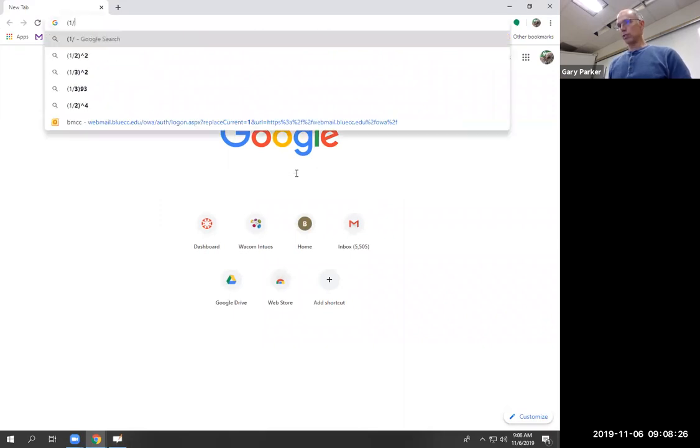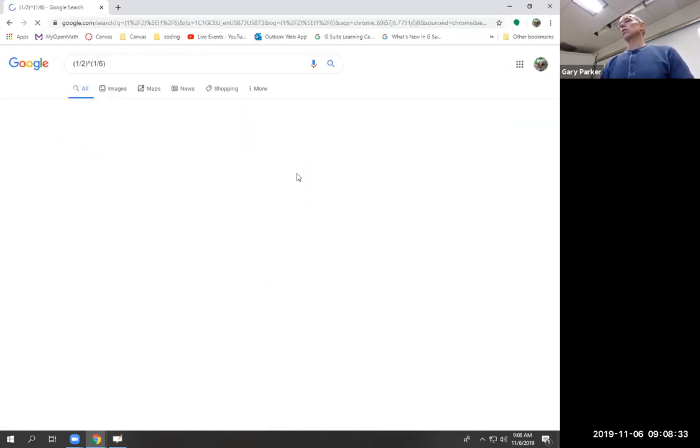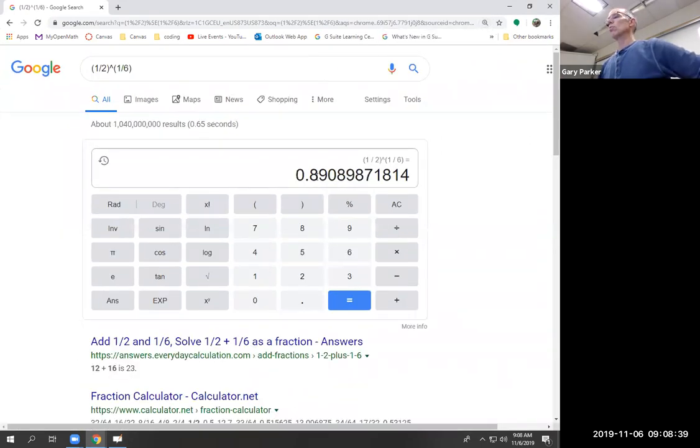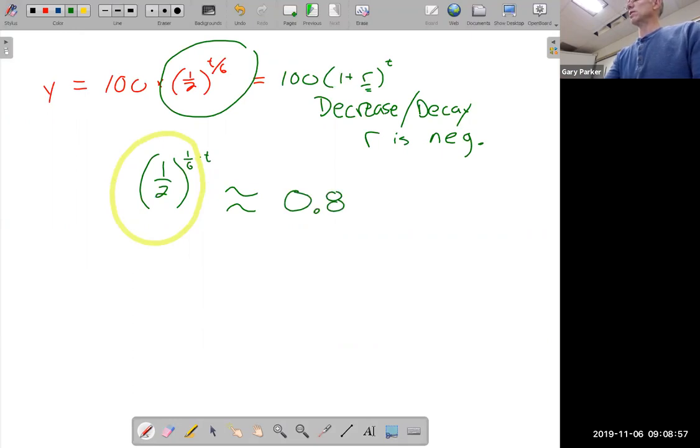So I want parentheses 1/2 raised to the power of parentheses, because it's complicated, 1/6. So 1/2 to the 1/6, according to my calculator, is about 0.8909 if I went to 4 decimal places. So my calculator says this base here is approximately 0.8909, and that power t is just hanging out there like that.